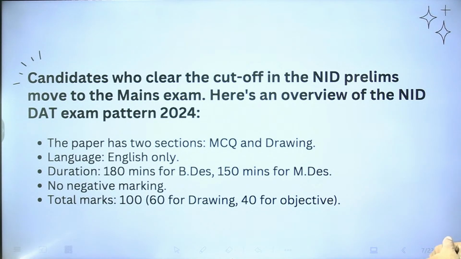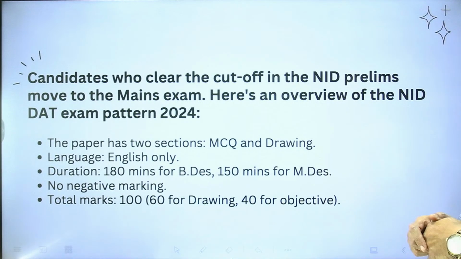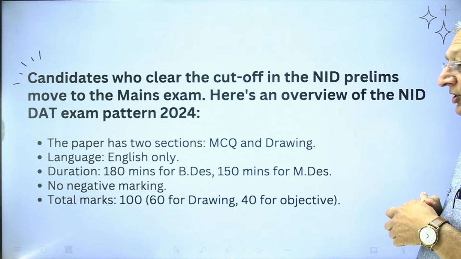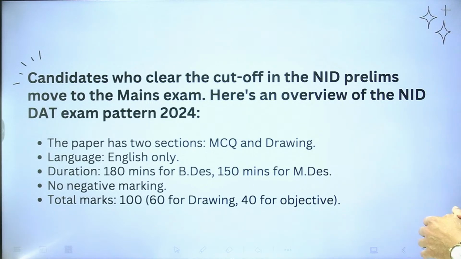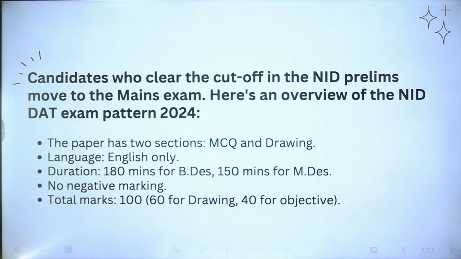The paper has two sections, MCQs and drawing. That is, again, we are coming down to the written test. It is in English only, with a duration of 180 minutes for B.Des, and for PG students, remember, it is 2.5 hours only. No negative marking, total marks 100: 60 for drawing, 40 for objective.